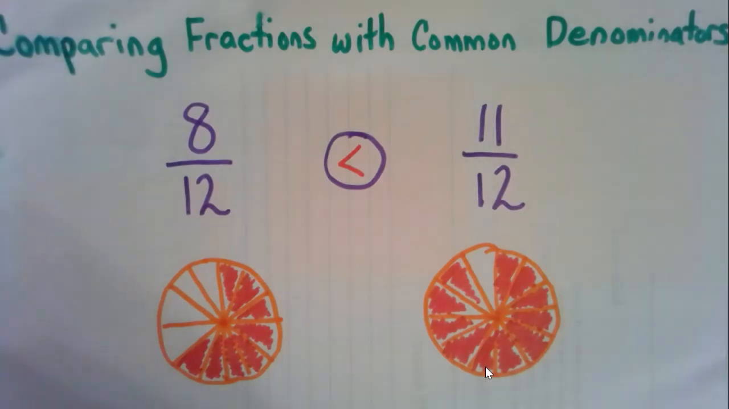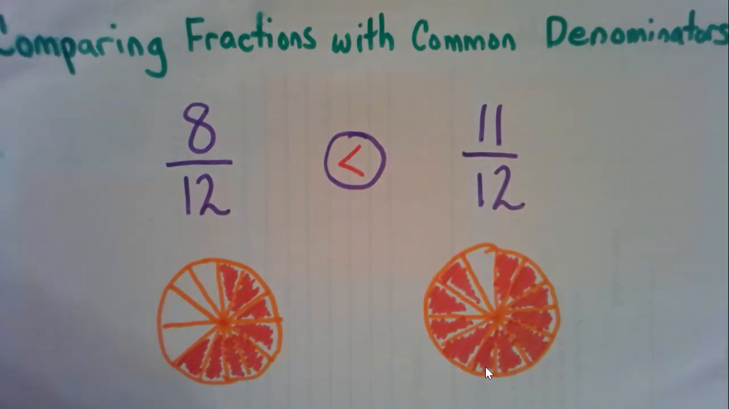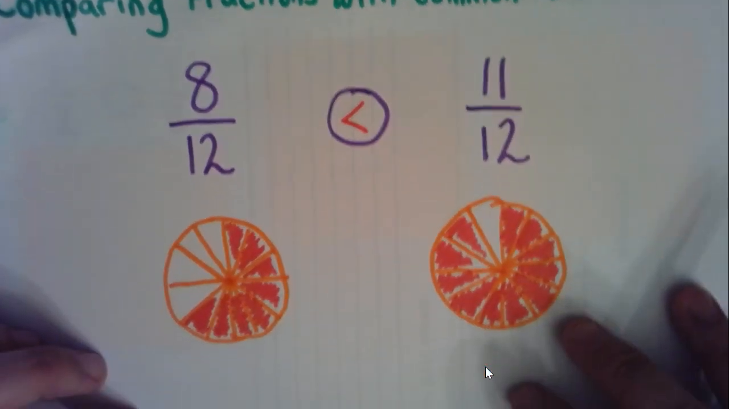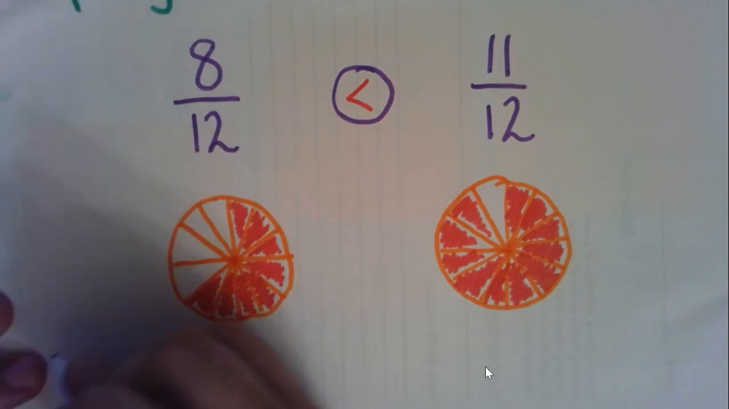We're not really working with improper fractions yet. But the idea that 8/12 is clearly less than 11/12. And we can do this with lots of other kinds of fractions when you have a common denominator. Let's take a look at some of them.